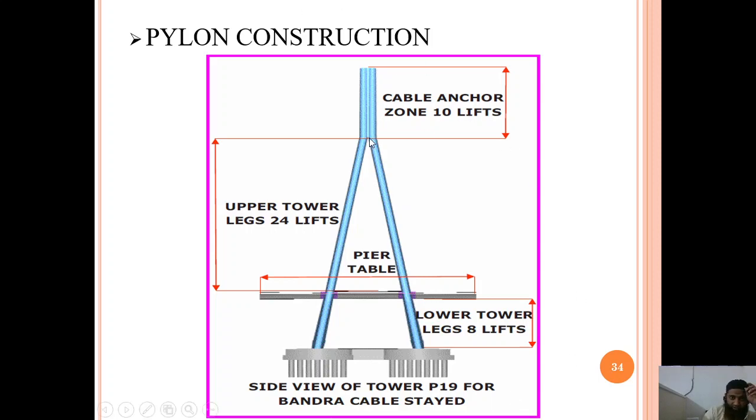Pylon construction, how the pylon construction takes place. Cable anchor zone, 10 lifts. Upper tower legs, 24 lifts. And this is the pier table. Lower tower legs, 8 lifts. This is 8 lifts.